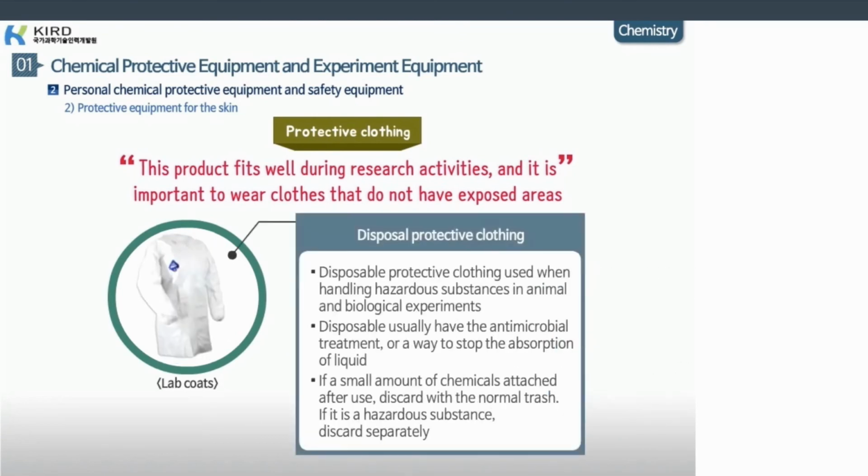Disposable protective clothing is used when handling hazardous substances in animal and biological experiments. Disposable clothes usually have an antimicrobial treatment or a way to stop the absorption of a liquid. If a small amount of chemical is attached after use, discard with normal trash. If it is a hazardous substance, discard separately.